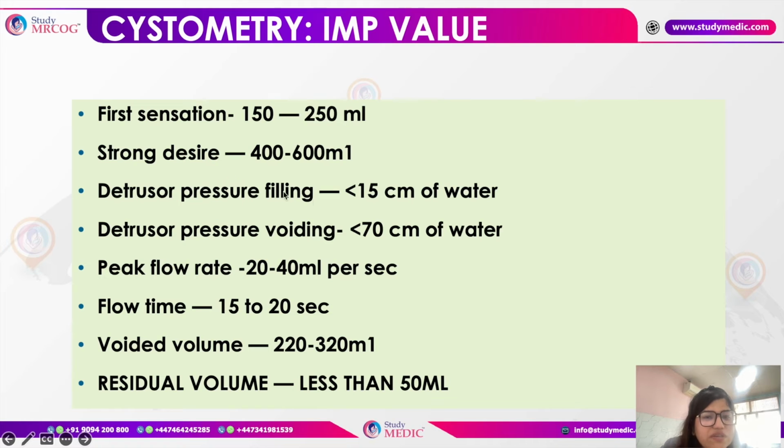Detrusor voiding pressure is less than 70 centimeter of water. Peak flow rate is 20 to 40 ml per second. Flow time is 15 to 20 seconds. Voided volume is usually 220 to 320 ml. Residual volume is the volume which remains in the bladder even after passing urine, and it is usually less than 50 ml.